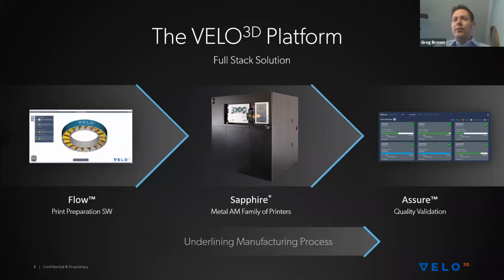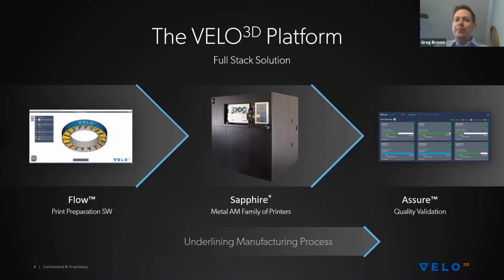So there are three main parts of the VELO3D platform. The first one is the Flow software. So that's our preprint software. That basically is the way the user interfaces with the system, in terms of they bring their CAD parts into the VELO3D Flow software. And this is what allows you to do your build layouts, generate supports on the parts, identify certain surfaces as needing different processes, do all of basically the build preparation. And then ultimately from that, you get your print file.